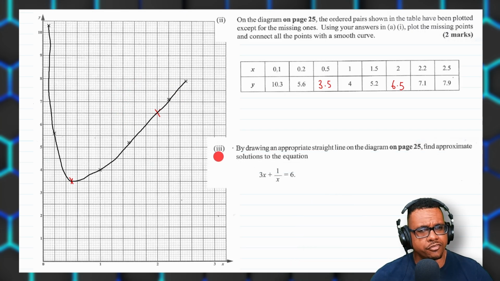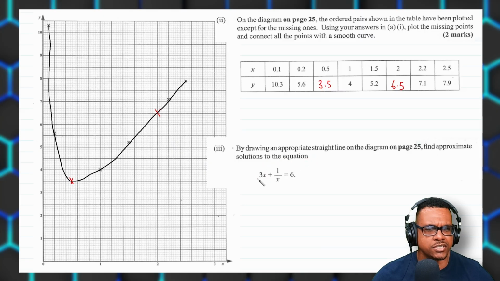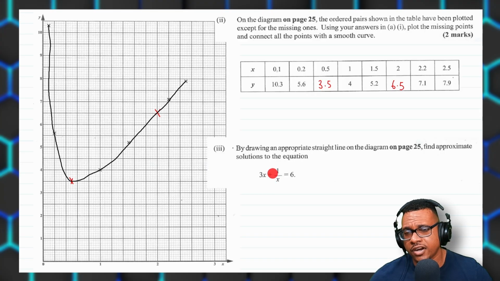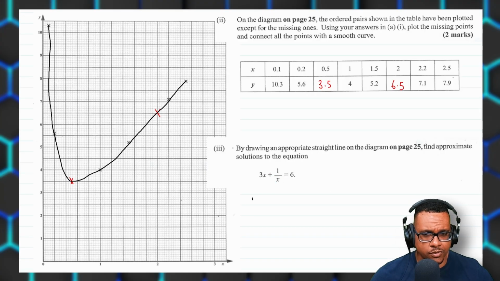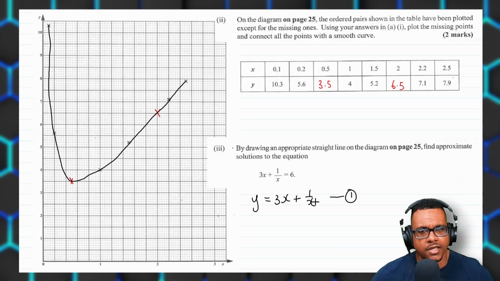Now coming down to part 3 here, they say by drawing an appropriate straight line on the diagram on page 25, so that's this diagram again, find approximate solutions to the equation 3x plus 1 over x is equal to 6. So now the way we're going to look at this is that we're going to have two graphs. One graph is going to be y is equal to 3x plus 1 over x, and that'll be our first equation. And the other graph is going to be y is equal to 6. And that'll be our second equation.